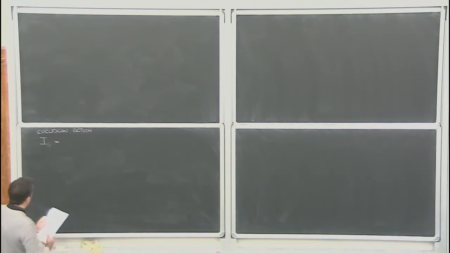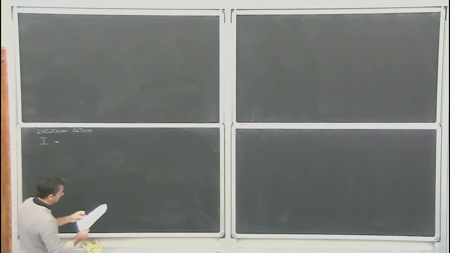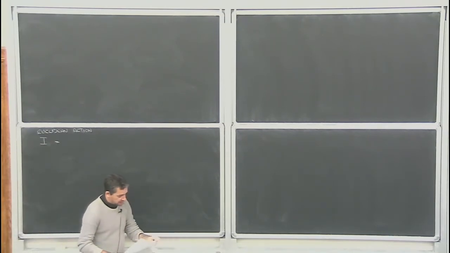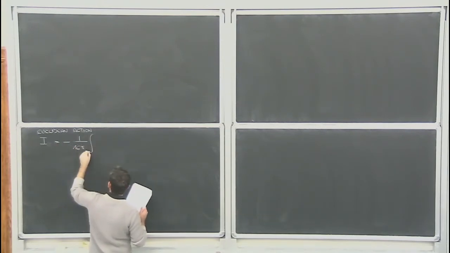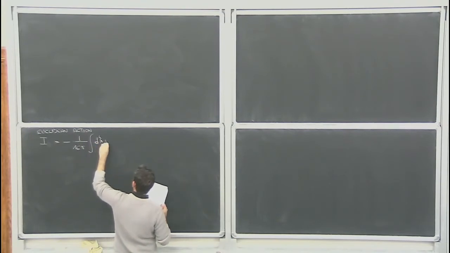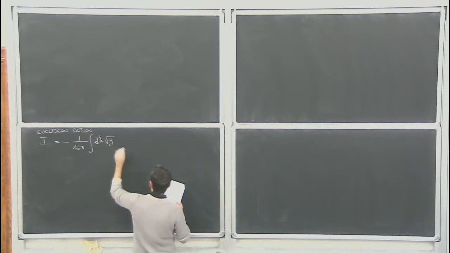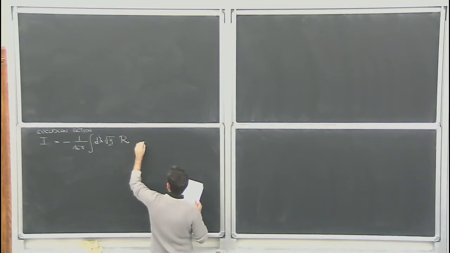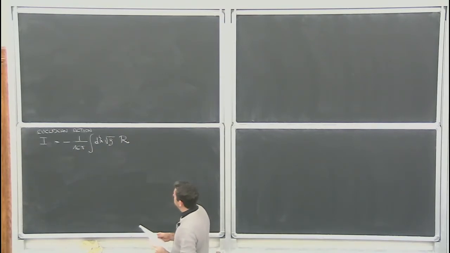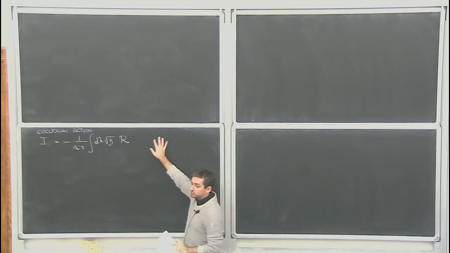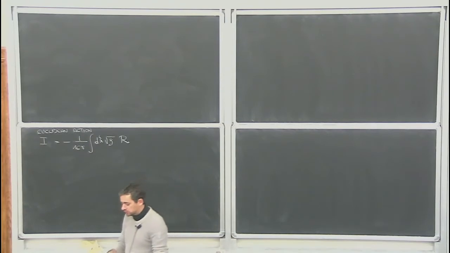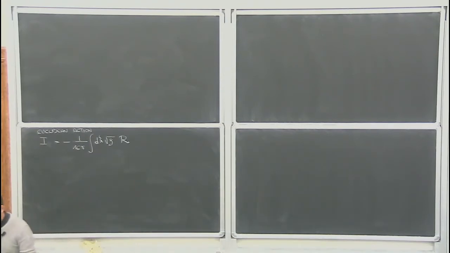So let's assume this is the Euclidean action. After I've done the analytic continuation, I have a minus sign, 1 over 16 pi, the integral of d^4x square root of g R. Since I want to describe Schwarzschild, I don't introduce the Maxwell term relevant for Kerr-Newman or Reissner-Nordström so far. Then we will comment on what happens in that case. So we want to compute this action.